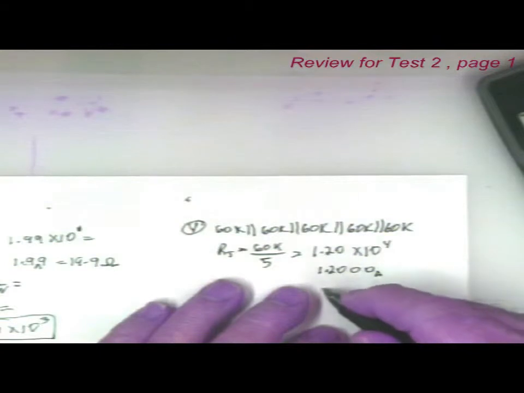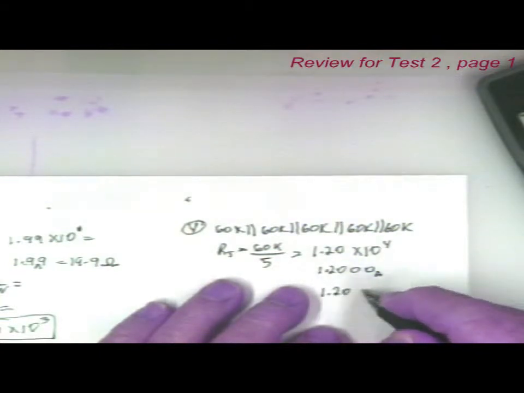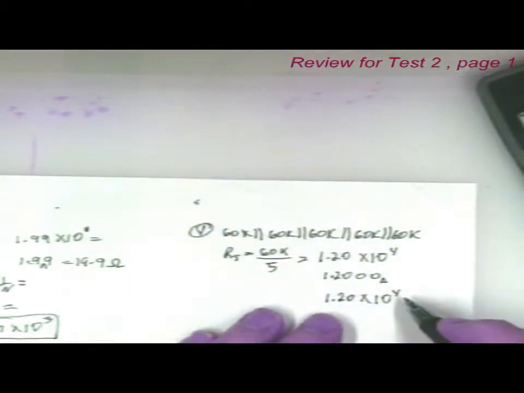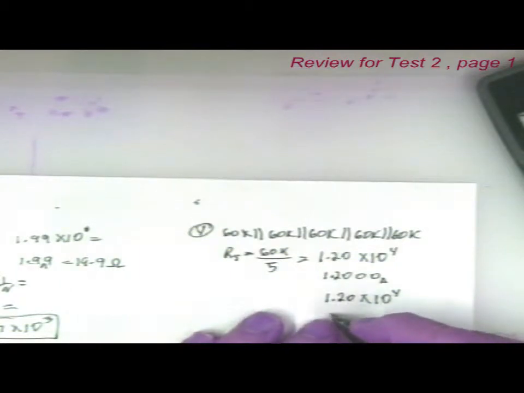We can change this where we have 1.20 times 10 to the 4th, and we can change this number here, and we can take 1 away from here, and then it's going to be 10 to the 3rd. 10 to the 3rd is a good number for us, isn't it? Because 10 to the 3rd is K. So to make this 10 to the 3rd, I need to move this decimal place to the right. So now I have 12.0 K ohms.